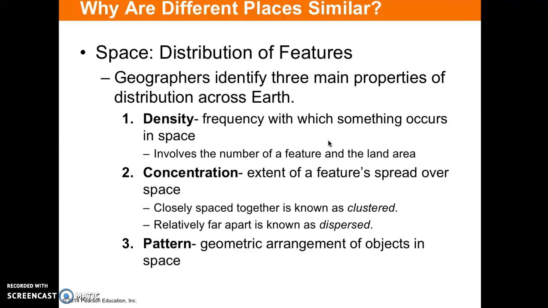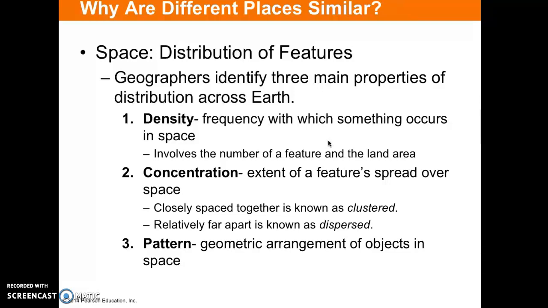When we're looking at space, we're looking at density, and that's how many times something shows up. When you're looking at density of something, you're going to see the number divided by the land area. So usually it'll be like people per square mile, or how many Starbucks per square mile. The next thing we look at is concentration, and concentration is how much something is spread over the surface. If it's close together, it's going to be clustered, and if it's far apart, it'll be dispersed.